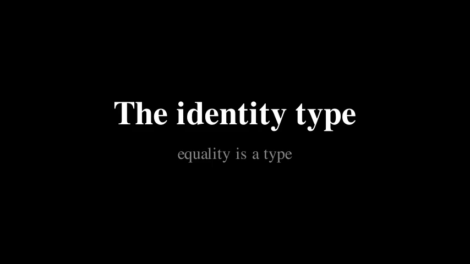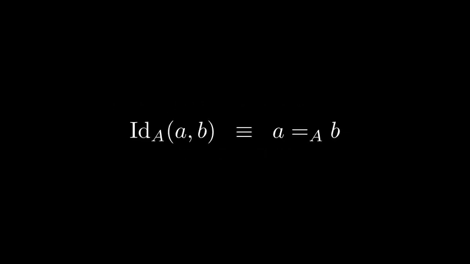To rethink equality, we start at the very bottom. Recall that in dependent type theory, equality is not a primitive judgment, but a type. For any type A and any two elements a and b, there is a type a equals b in A, the identity type. It has exactly one constructor, reflexivity, the proof that every element equals itself.